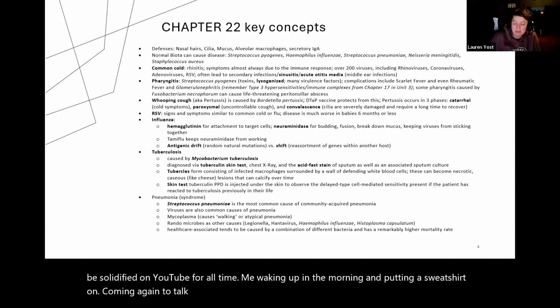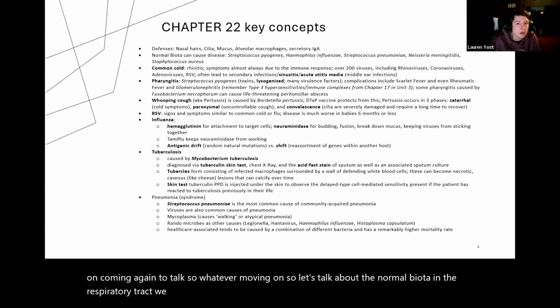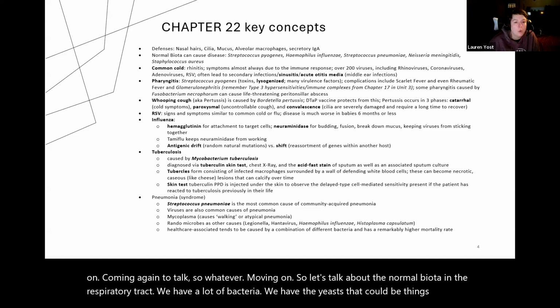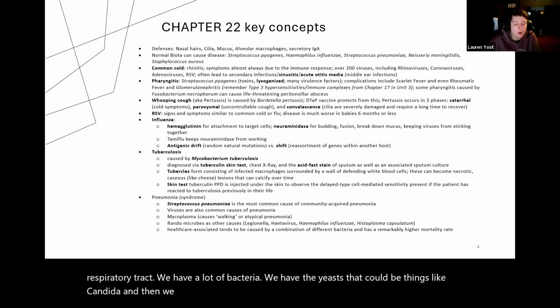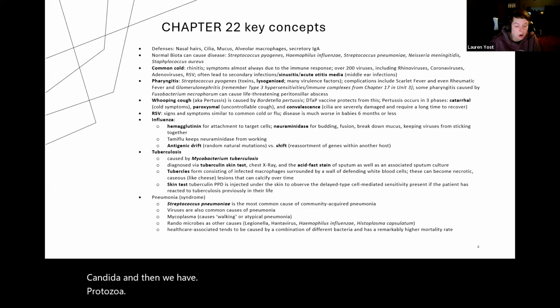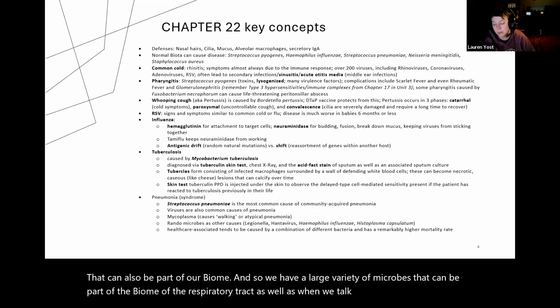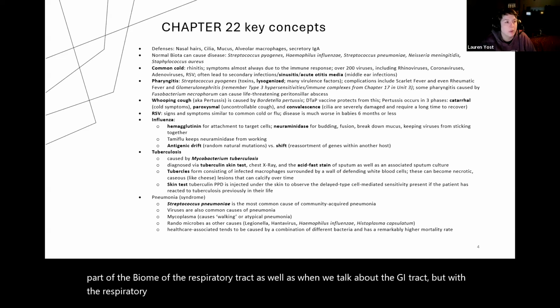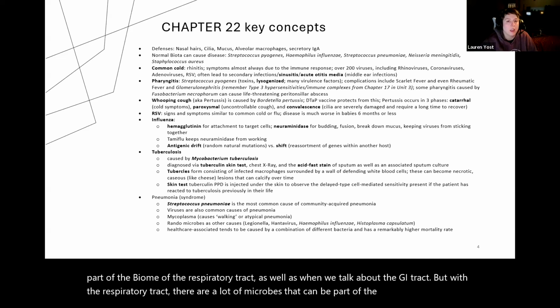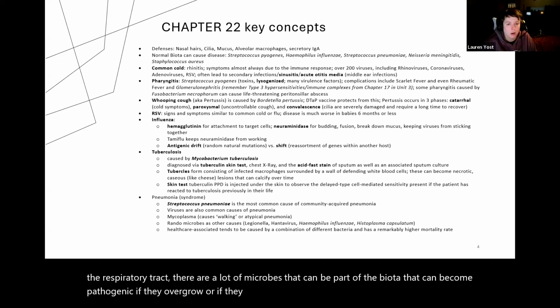So whatever. Moving on. So let's talk about the normal biota. In the respiratory tract, we have a lot of bacteria. We have the yeasts that could be things like Candida, and then we have protozoa that can also be part of our biome. And so we have a large variety of microbes that can be part of the biome of the respiratory tract, as well as when we talk about the GI tract. But with the respiratory tract, there are a lot of microbes that can be part of the biota that can become pathogenic if they overgrow or if they move to different parts of the body.